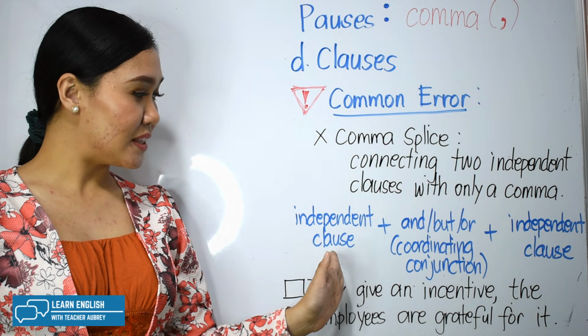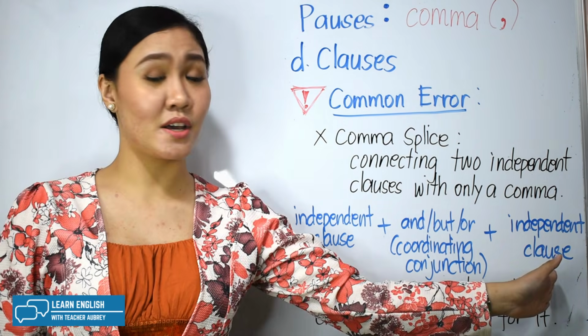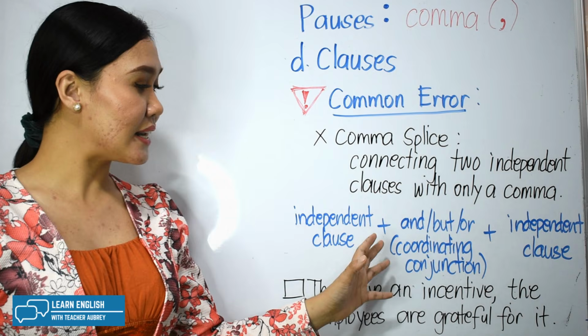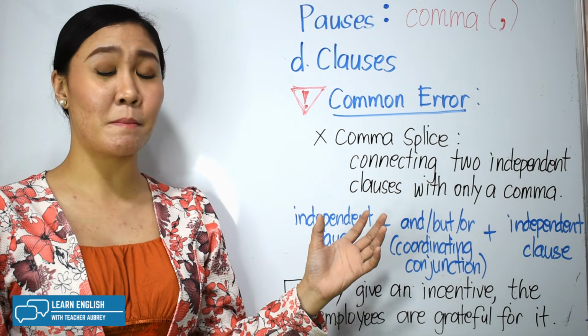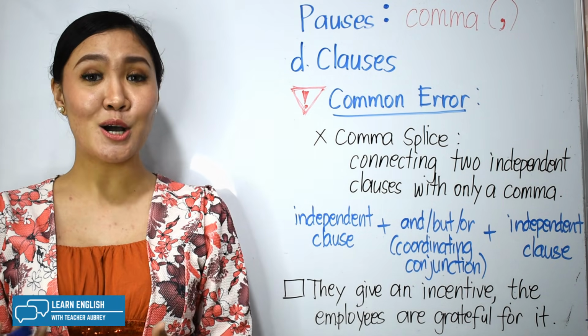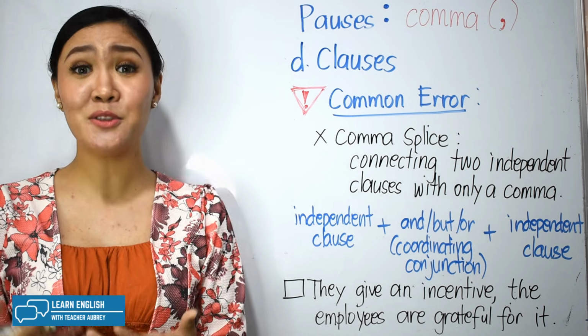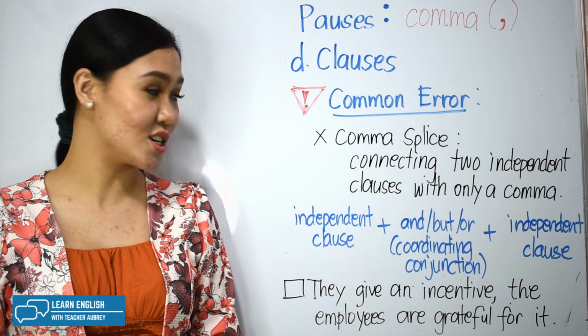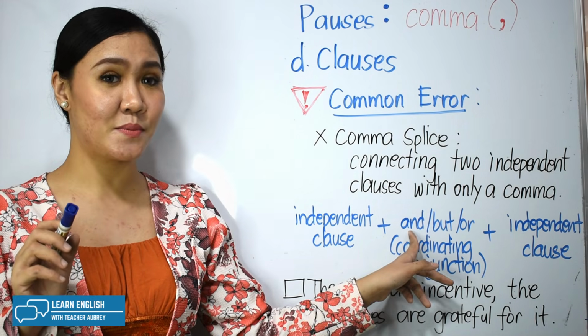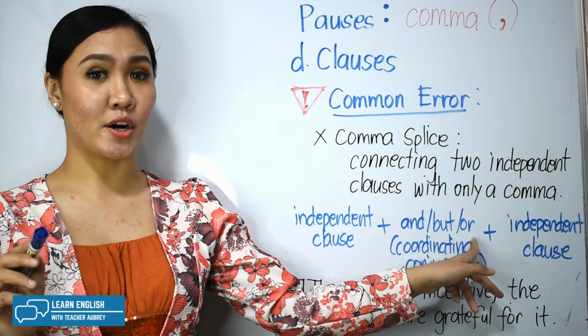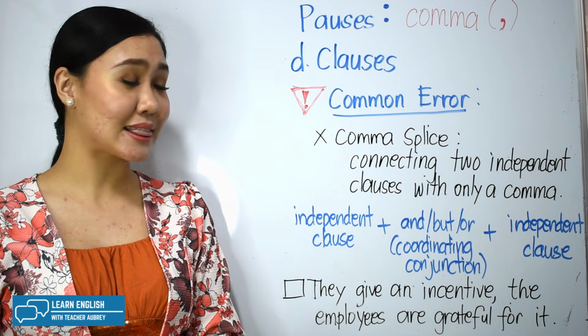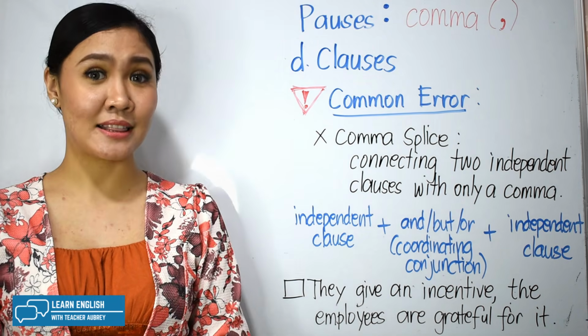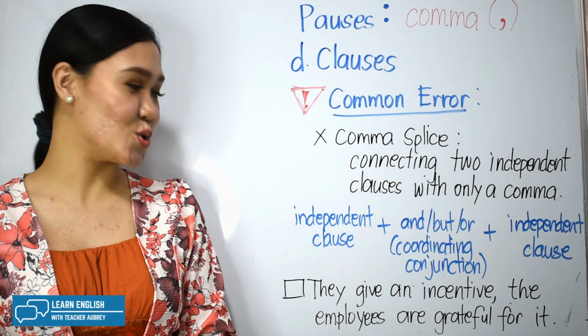Ano ang maaaring gamitin para maging tama yung karaniwang pagkakamaling ito? For the first independent clause and for the other independent clause, maaaring ang gamitin natin para maipagdugtong sila ay ang mga coordinating conjunctions. Ano-ano nga ba yung mga coordinating conjunctions? We have and, but, or. In Filipino, that is at, pero, o. Or nagbigay ka ng choice.